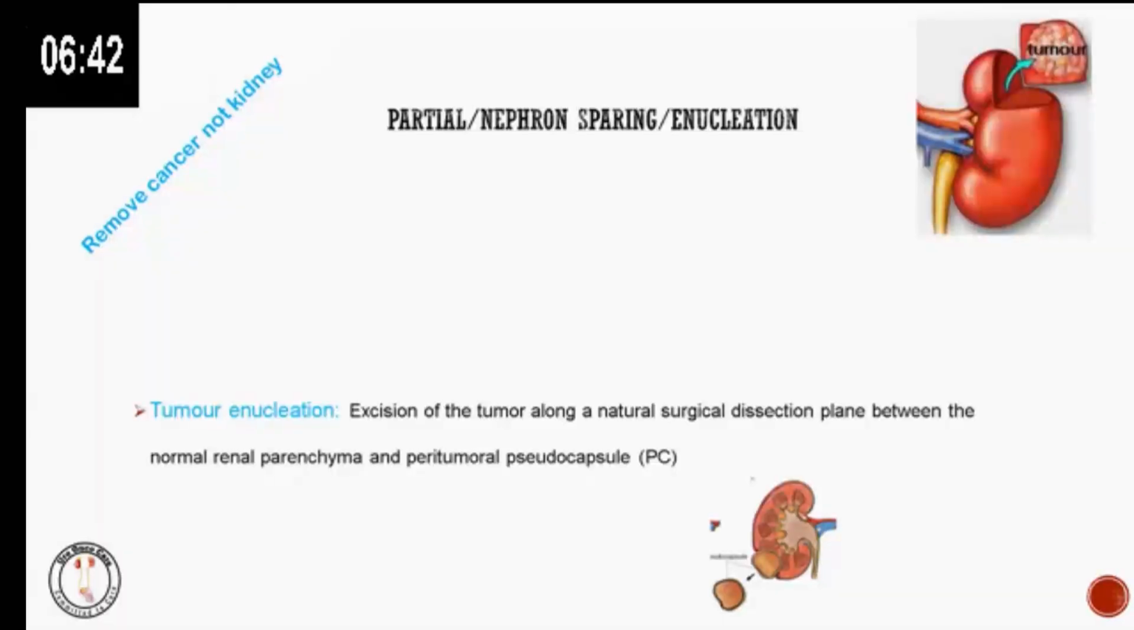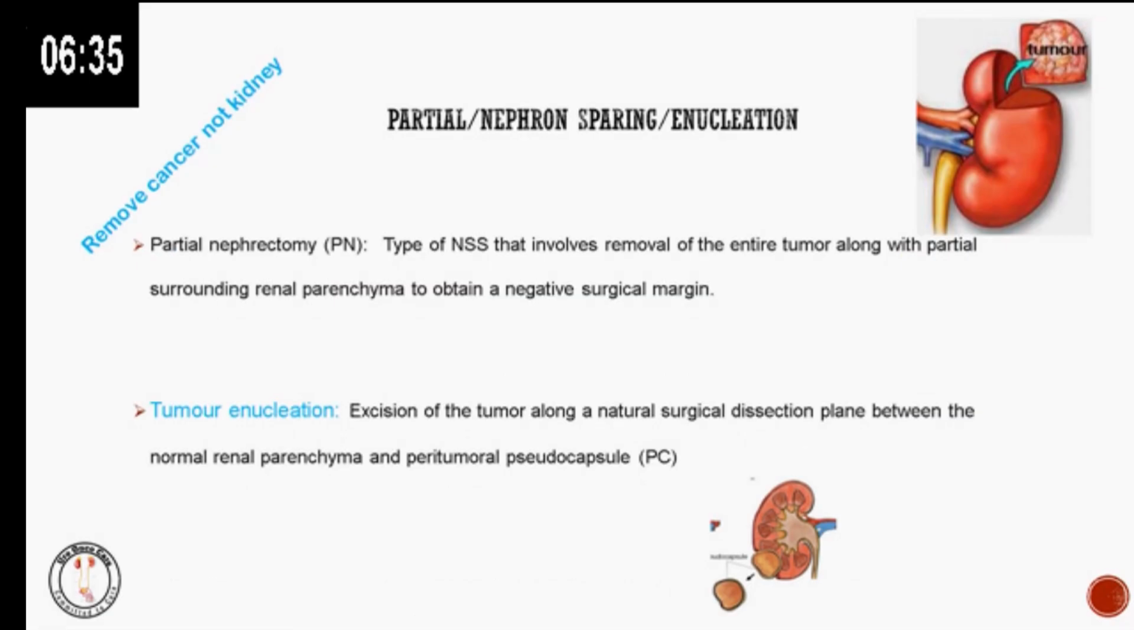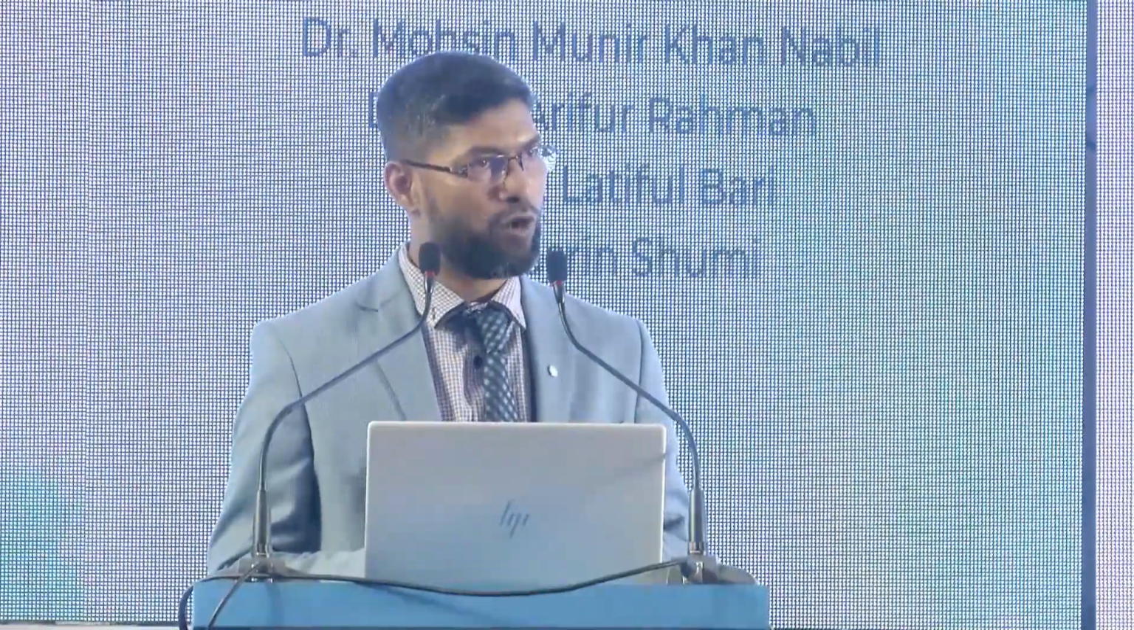We know there are three types of organ preservation surgery in the kidney besides radical nephrectomy: partial nephrectomy, nephron sparing surgery, and tumor enucleation. I will talk on tumor enucleation. So what is tumor enucleation? Before I go to that, let's see partial nephrectomy. You remove the part of the kidney with the tumor. And what is nephron sparing surgery? A minimum 0.5 millimeter of normal healthy kidney tissue is removed along with the tumor. But what is TE? It removes only the tumor with its pseudocapsule.